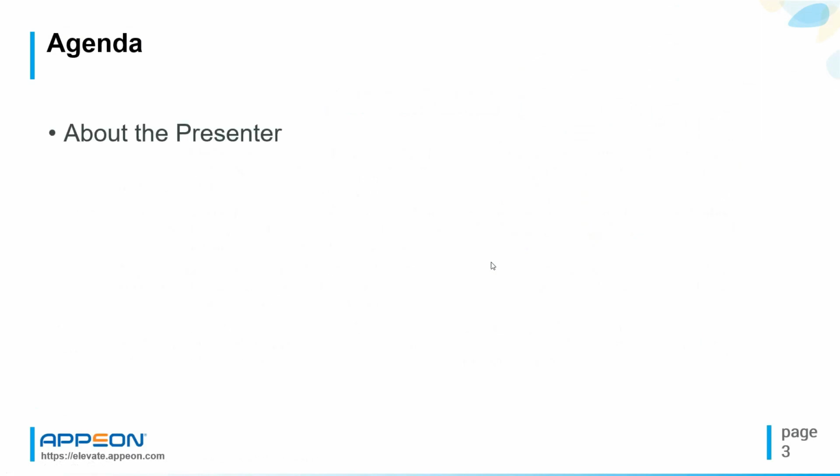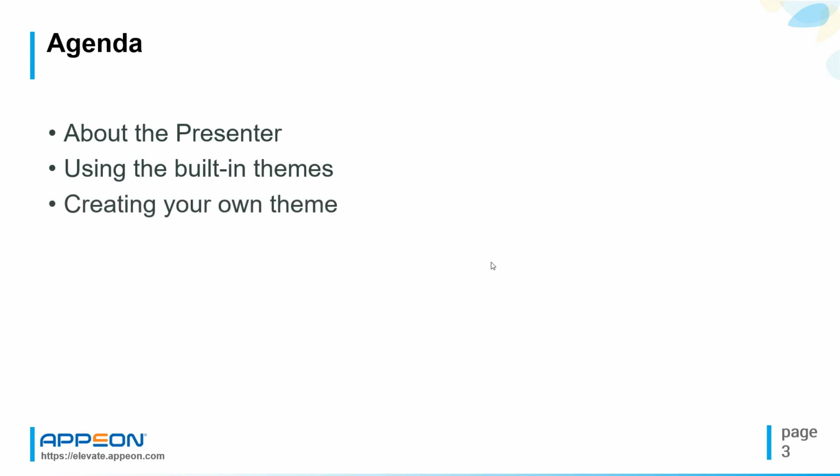So first thing we'll do is we'll have a legal disclaimer, and let's go over the agenda. So the first thing I'll introduce myself to you. Then we're going to talk about how you use the built-in themes that Appeon provides, how you can create your own theme, a new feature in R2, the ability to do theming at a window or control level.